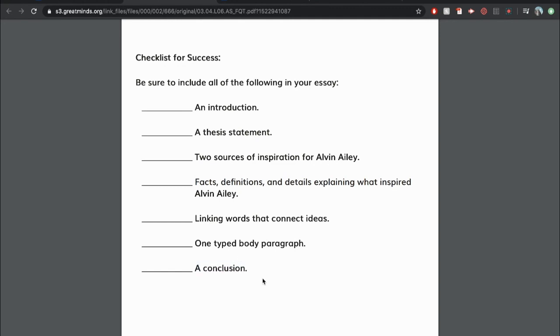So including those four paragraphs, right? The introduction, your two body paragraphs that include your two supporting points, which is going to be two sources of inspiration. And then finally, your conclusion paragraph.